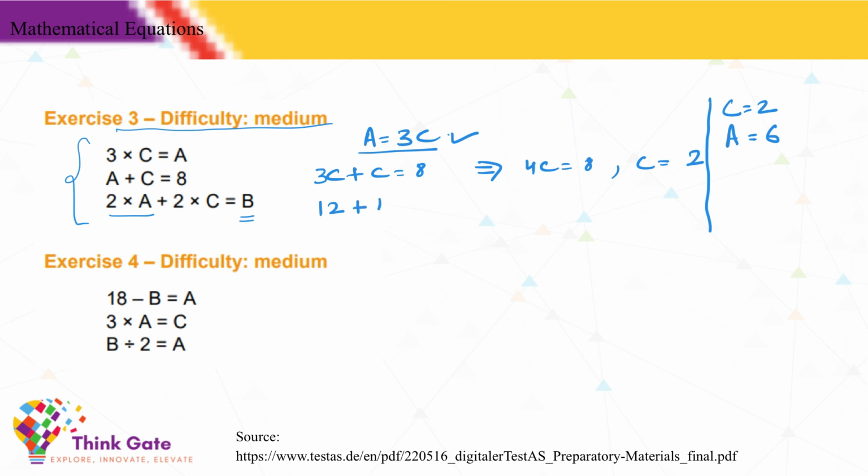2 into c is 4, and we can say that the value for b is 16. So the answer is c is equal to 2, a is equal to 6, and b is equal to 16. As soon as you get the answer, you put the answer on your answer screen. So you don't need to remember the value for c or the value for a that we find in the solution. Just put it on the screen.